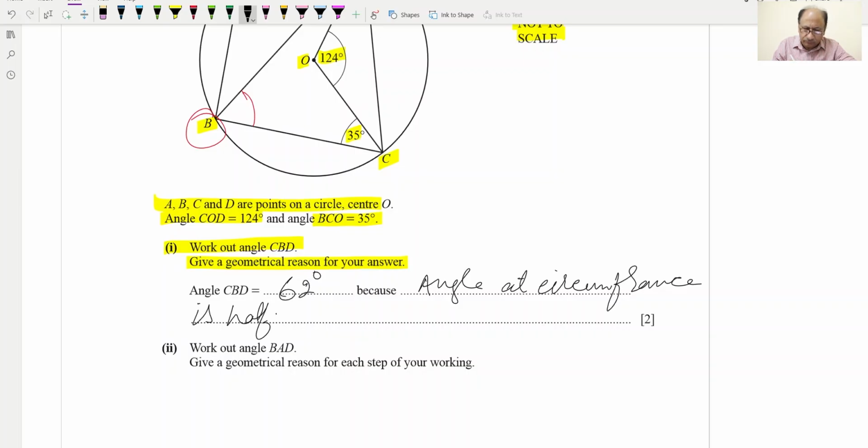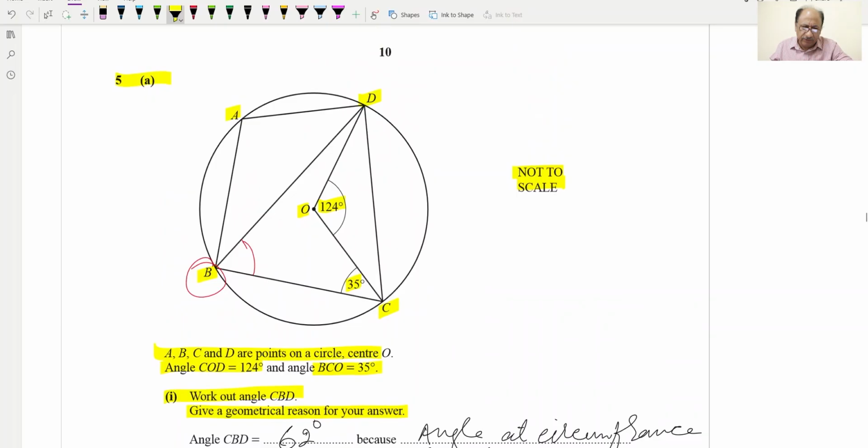half of the angle at center, or you can write an angle at the center is twice that at the circumference. So both ways it's correct. So this is a 2-mark question. And the second part, it is saying work out angle BAD, give a geometrical reason for each step of your working.